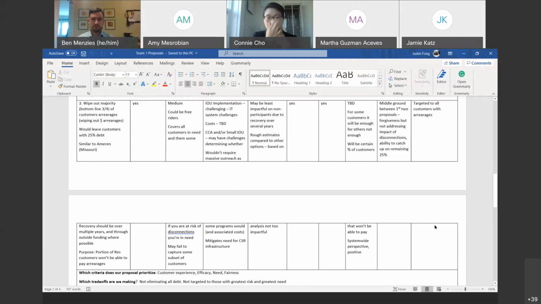The trade-off is that it does not eliminate all debt, nor is it targeted to those at greatest risk and in greatest need. The benefit is that it's relatively easy in terms of customer experience and the cost recovery benefit for non-participants. The risk, of course, is that leaving all customers with 25% of their arrears still poses a risk of disconnection going forward. So those are our proposals. Thank you very much.